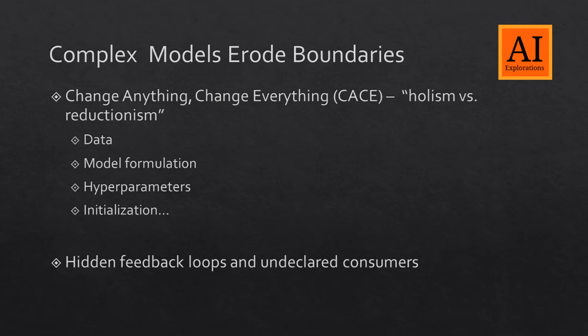If you're making a change in model formulation or hyperparameters, those changes propagate upstream to the data and they propagate downstream from the data. They could propagate upstream from the initialization or the training parameters or model metrics, depending on the kinds of training loops and feedback loops that we have built into our machine learning systems.